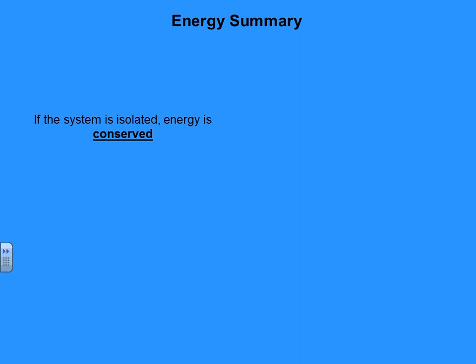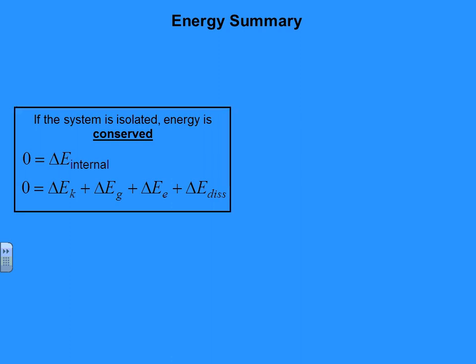Remember that if a system is isolated, which mechanically means no external forces, then energy is conserved, and that means that the total change in internal energy would, of course, be zero. This can be equal to the total change in kinetic energy plus the change in gravitational potential energy plus the change in elastic potential energy plus the change in the dissipated energy. Those are all of our mechanical energy storage mechanisms. And this is what we call the law of conservation of energy. So here's the law in words, and here it is in math.